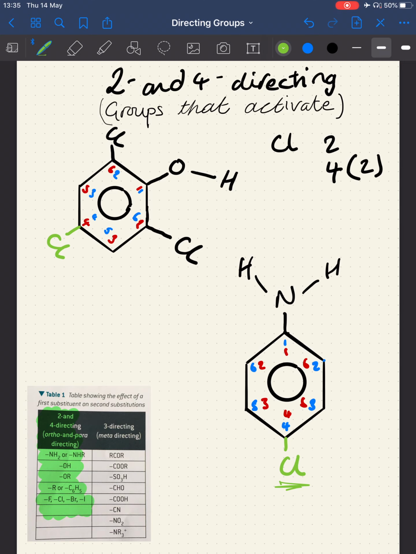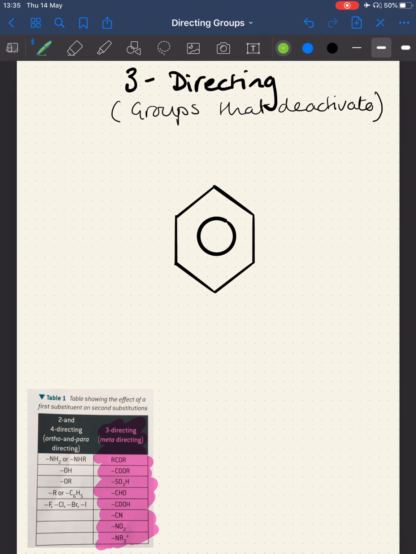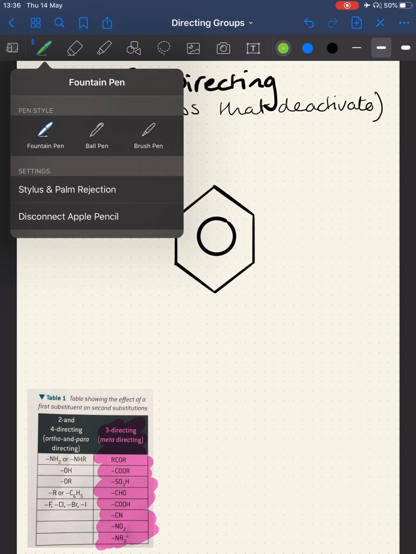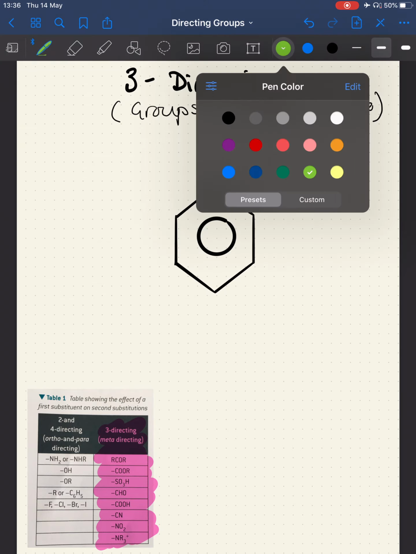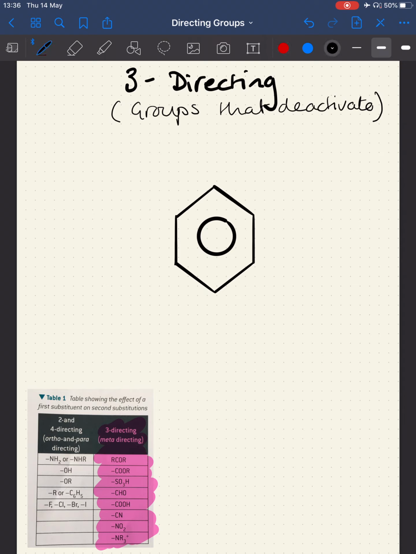Let's have a look at 3 directing and then have a little bit more of a chat about what's going on, and then we can start having a look at some examples. So 3 directing, groups that deactivate. You remember which one is specific to this course? Yep, you got it right. NO2.